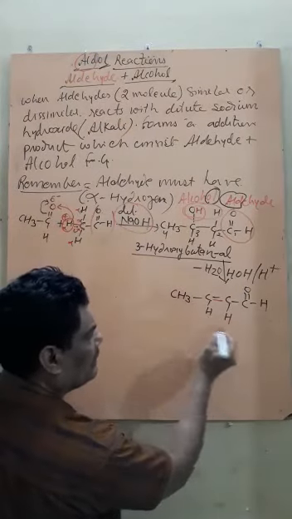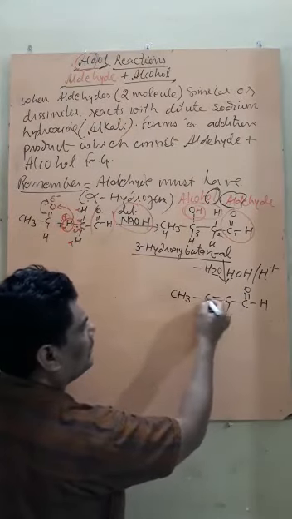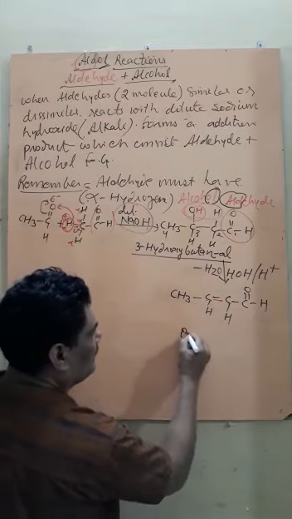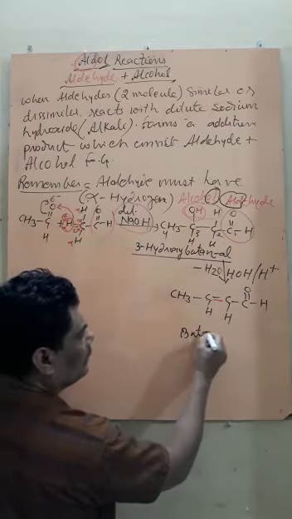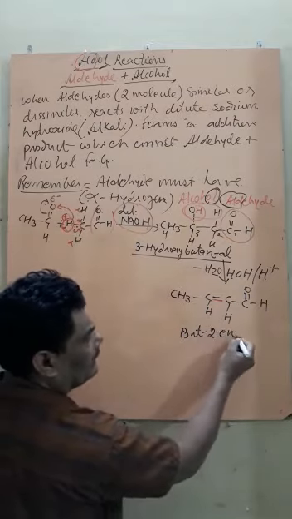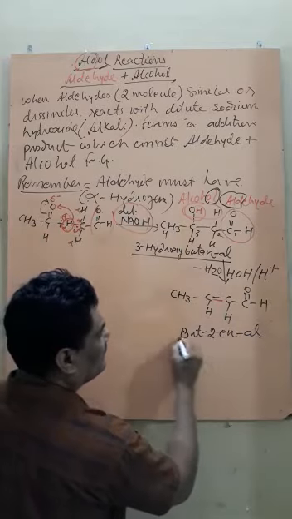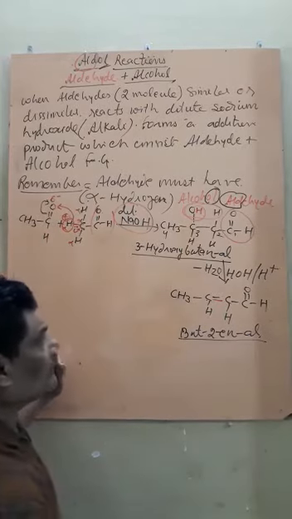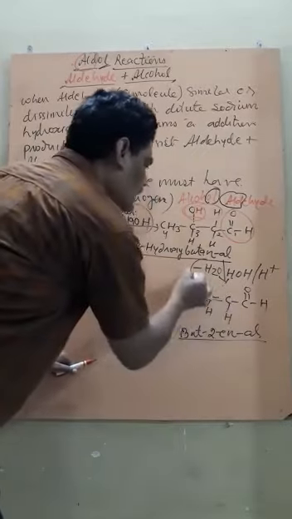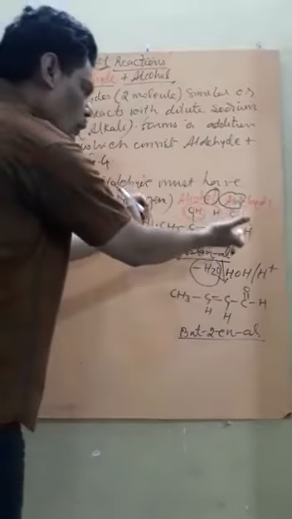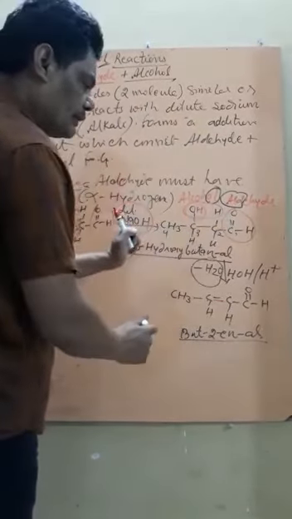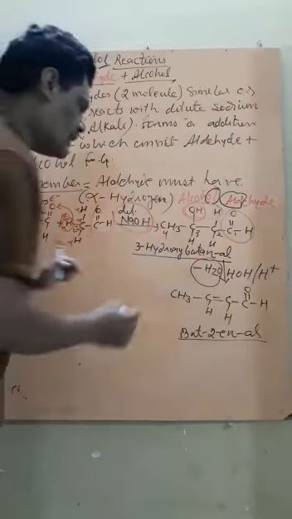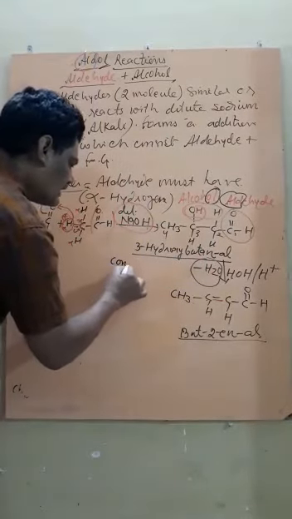Now what is the name of the compound? Again 1, 2, 3, 4. That is, you can write but-2-enal. That is an enal compound. Here H2O is released. It means the two molecules which added together release H2O, therefore this is called condensation reaction.